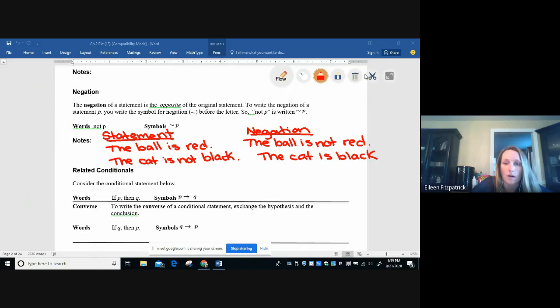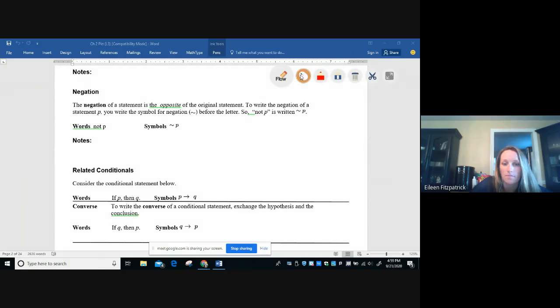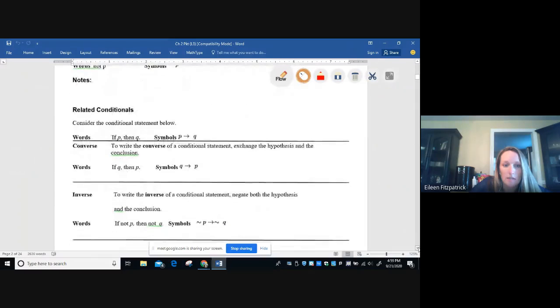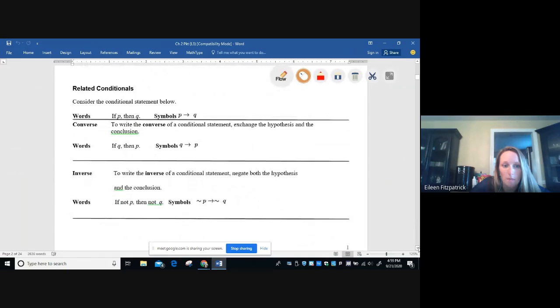All right, let's move on from negations. So next we have what are called related conditionals. Okay, it says consider the conditional statement below. All right, so it says, oh, there's no conditional statement below. Okay, don't read that with me. Let's just move on to the related conditionals. We have what's called the converse, and we're going to write a few in a second. I thought there was going to be an example here, but there's not. There's a converse and there's an inverse.